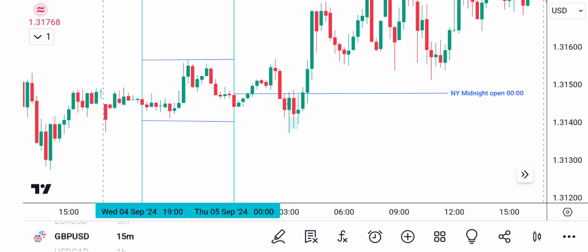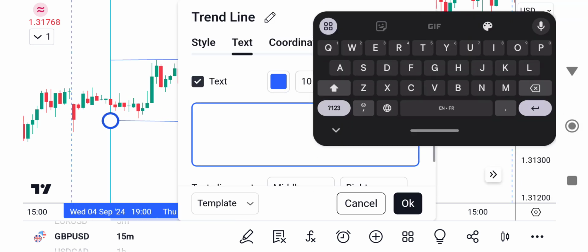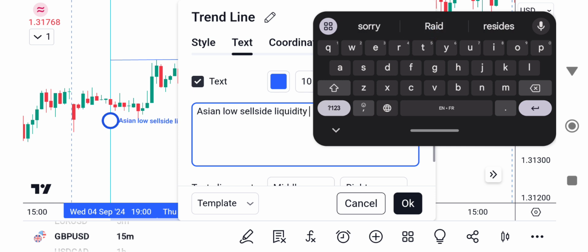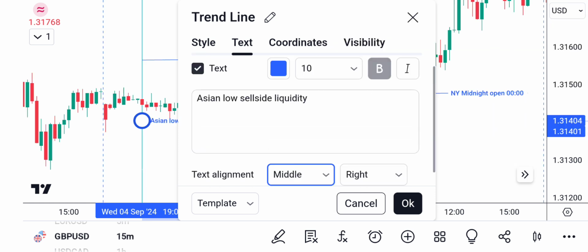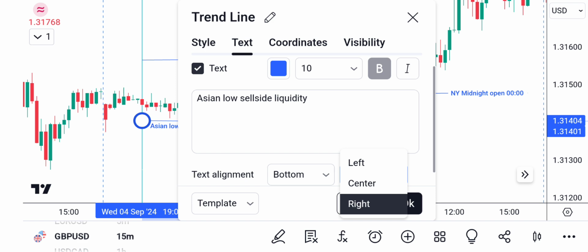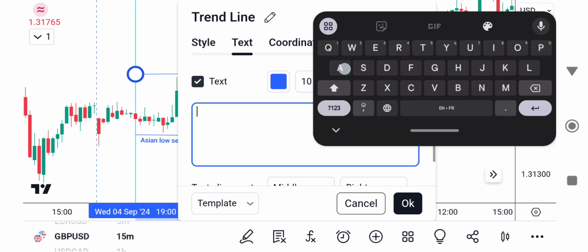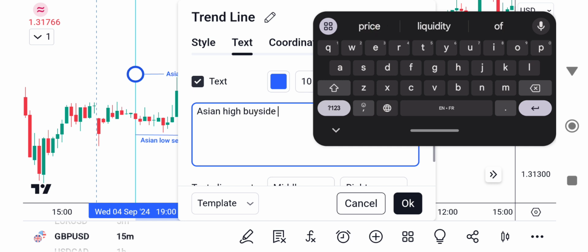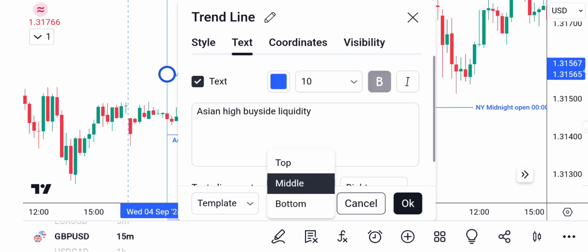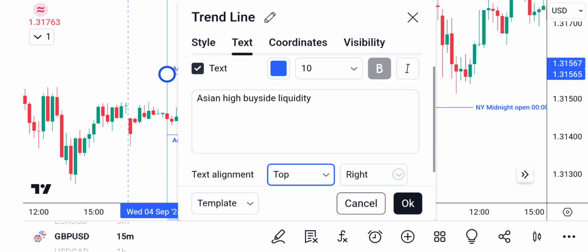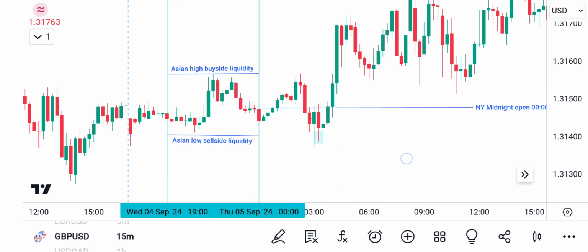Then you are going to come here and label it as the Asian low, sell side liquidity, and put it at the bottom, centered like this. Then this one you are going to label it the Asian high, buy side liquidity. This is going to be at the top and then centered. Don't forget to do that.